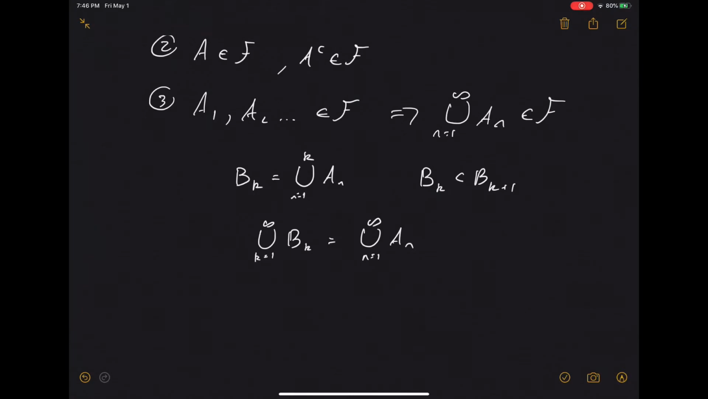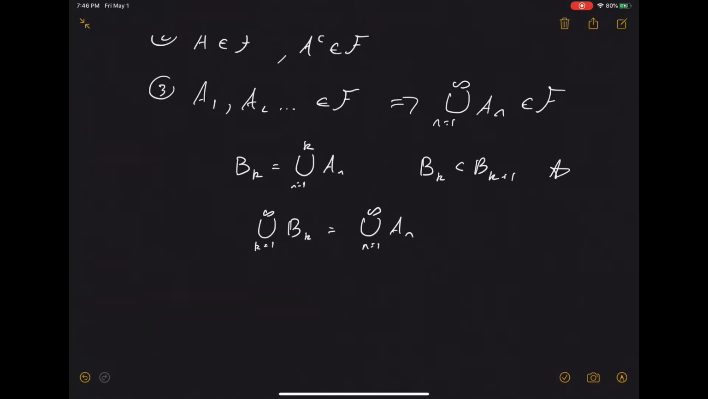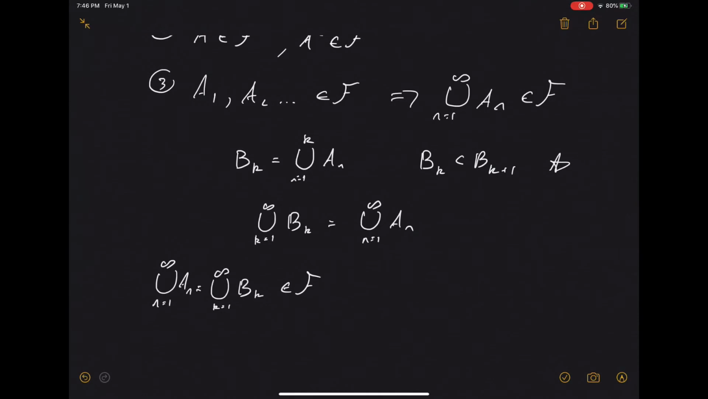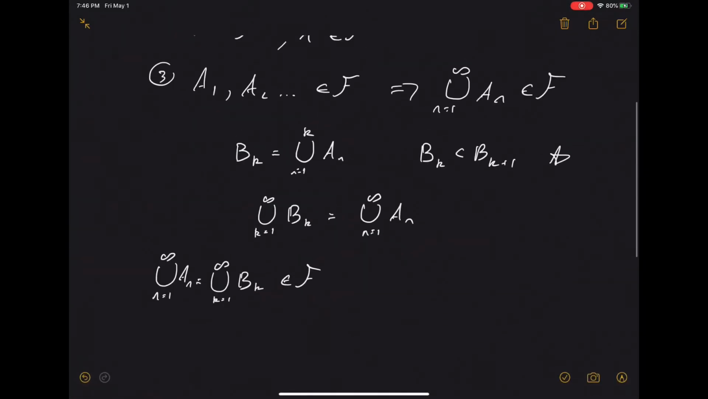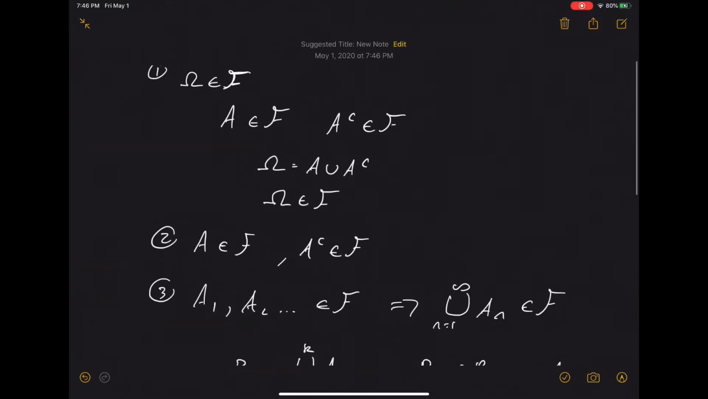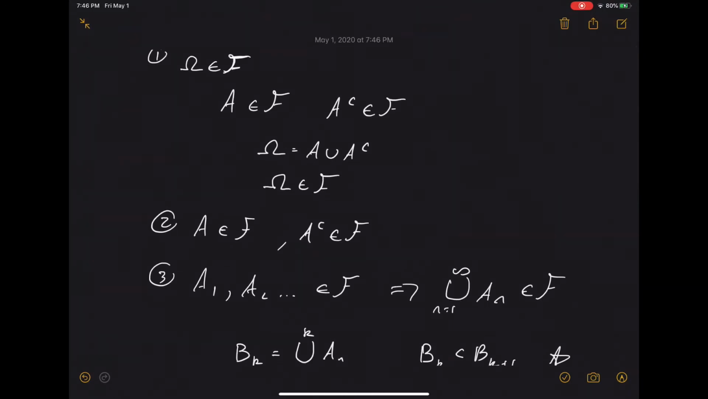From axiom 5, since B satisfies these conditions, we have immediately from that axiom that the infinite union of Bk's is in F. Well, this is just equal to the countable union of the An's. Okay. So we see that our countable union of sets is also in script F. So our script F meets all these three conditions to be a sigma algebra, so it's a sigma algebra.